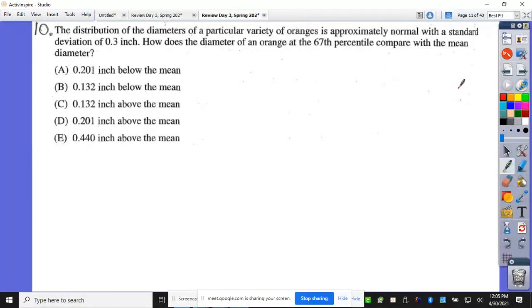Alright, the distribution of the diameters of a variety of oranges is approximately normal. You need to get to the point where you always circle or underline it if you see the word normal. Standard deviation of 0.03. How does the diameter of the orange at the 67th percentile compare with the mean diameter? Approximately normal. So I'm going to draw it.